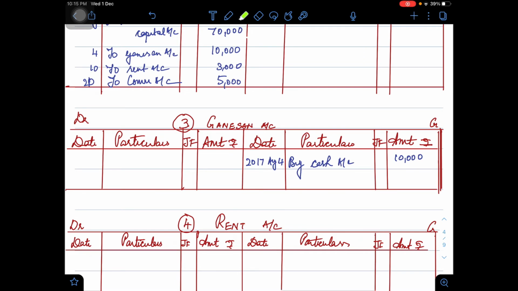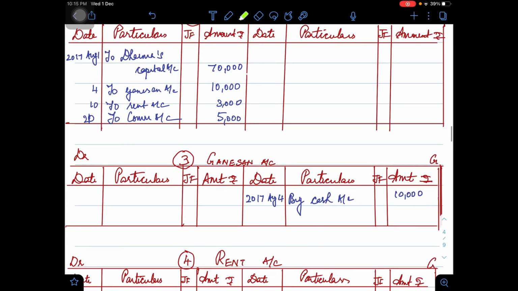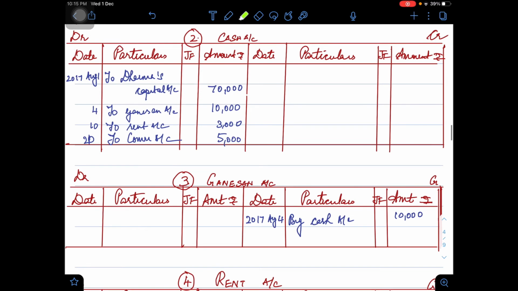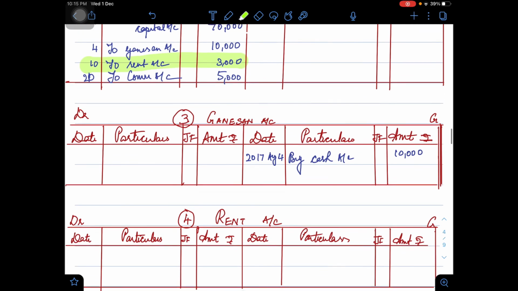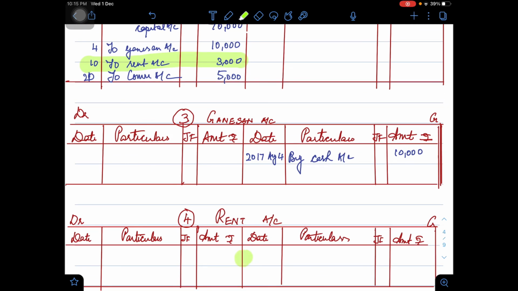Let me just repeat again. I am just dealing with entry number 3, rent account debit to cash. So what did we show? In cash, if rent is coming, rent is debited. In rent, cash must be credited. It should come here. Now I will write and show you.